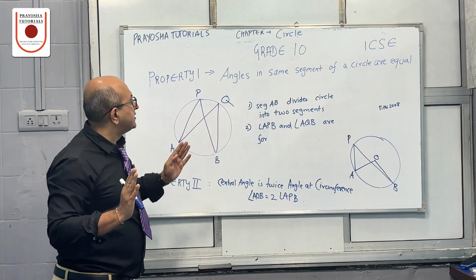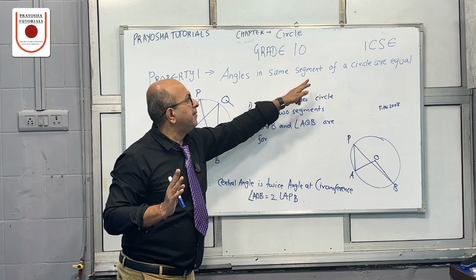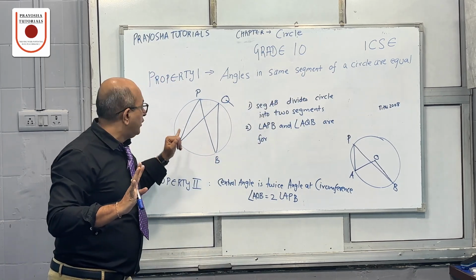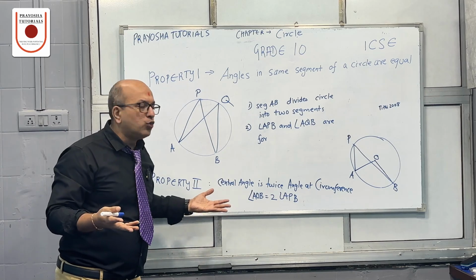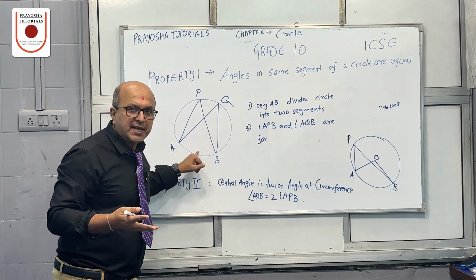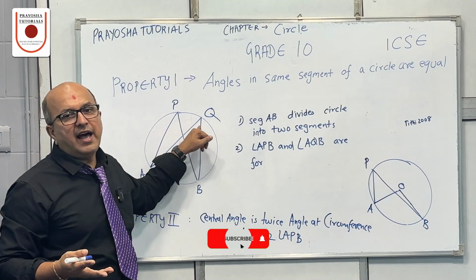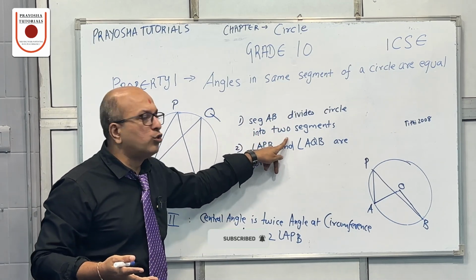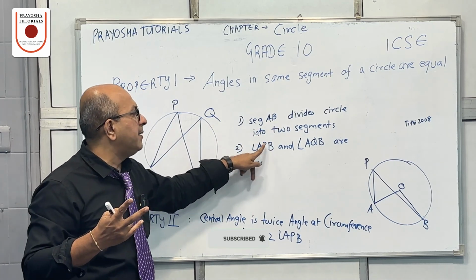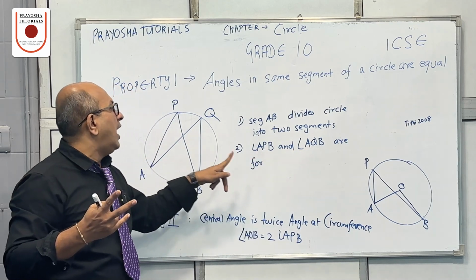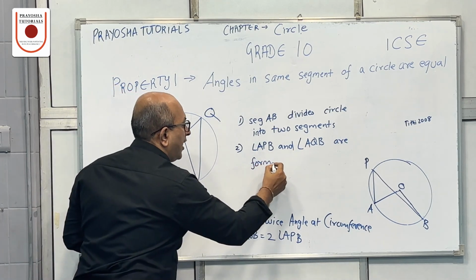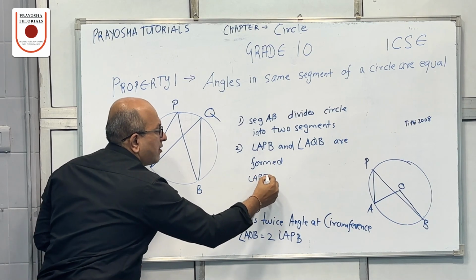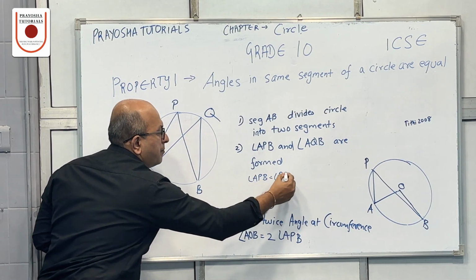First property teaches that angles in the same segment of the circle are equal. Whenever any two angles, or maybe more than two angles, are formed by the same segment, both the angles have the same measure. Segment AB divides the circle into two segments. Angle APB and angle AQB are formed, and so angle APB is equal to angle AQB.